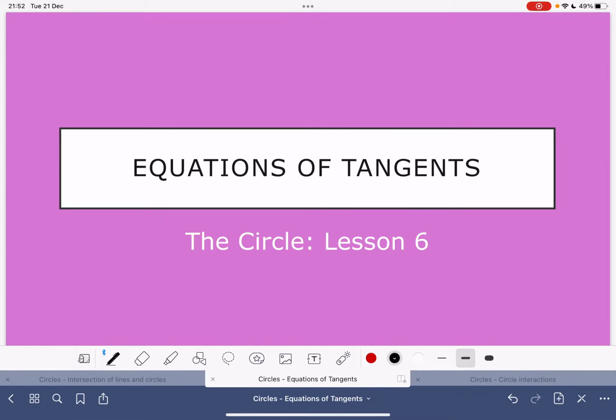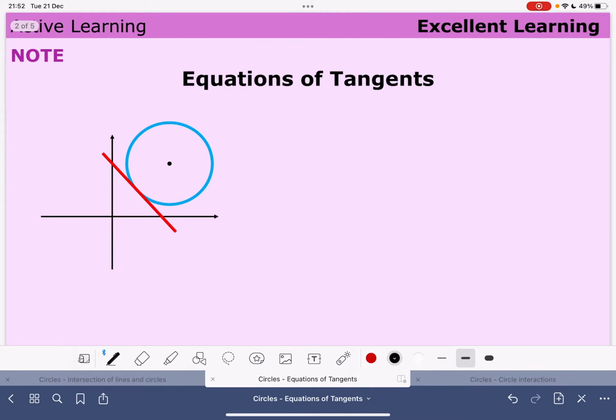This is lesson 6 and we're going to be looking today at how to find the equation of a tangent. If we think back to tangents from last lesson, we looked at how to show that a line was a tangent, and we saw that they only have one point of contact with the circle, but today we're going to actually be trying to find the equation of this red line.